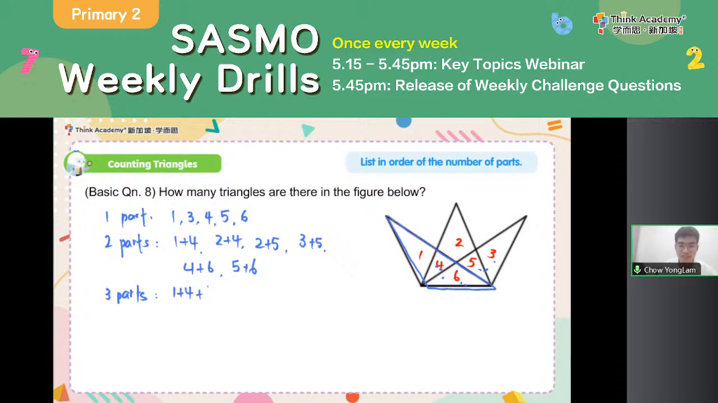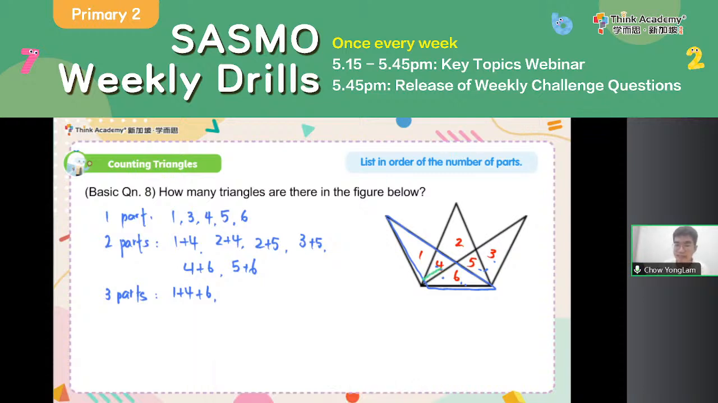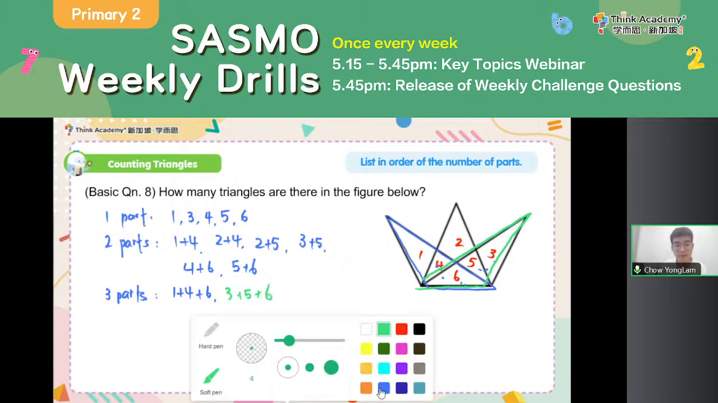1 plus 4 plus 6, and now there's also the same thing happening on the right, right? This diagram is symmetrical. So 3 plus 5 plus 6 also is a triangle formed using 3 parts. Now, can we stop here?